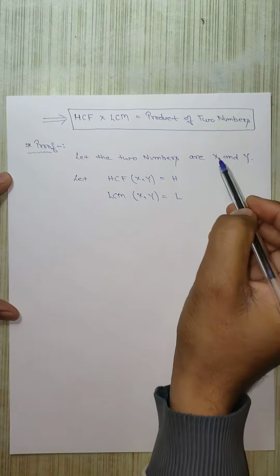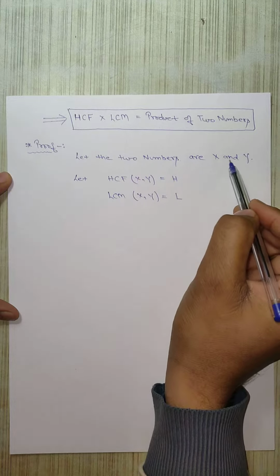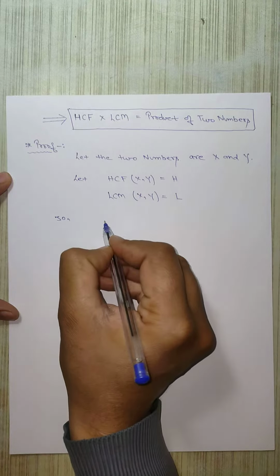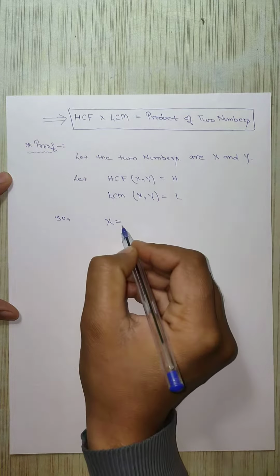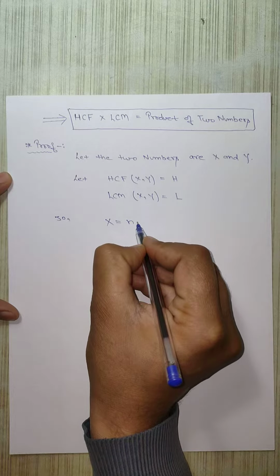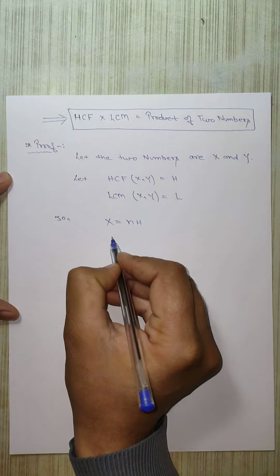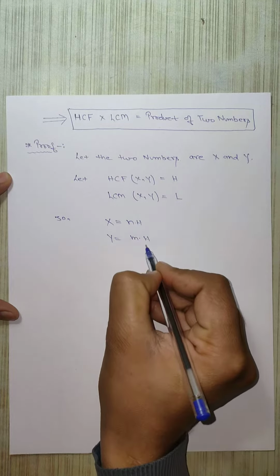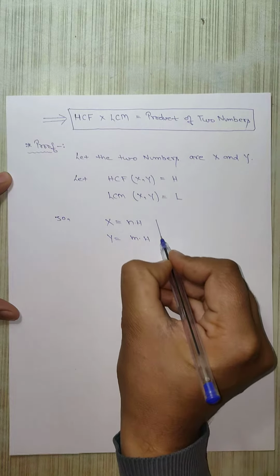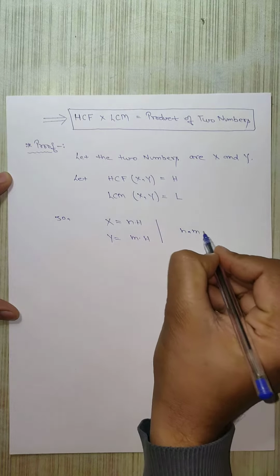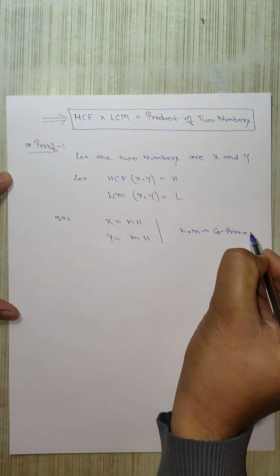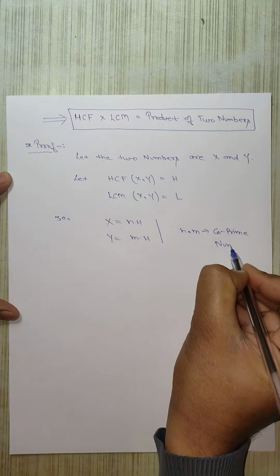So you remember that x and y, these are two numbers. Their HCF is the highest common factor, that is H. So we assume that x, that is the number, should be equal to n into H, and y will be equal to m into H. H is the HCF number, and what is n and m? So n and m, these are two co-prime numbers.